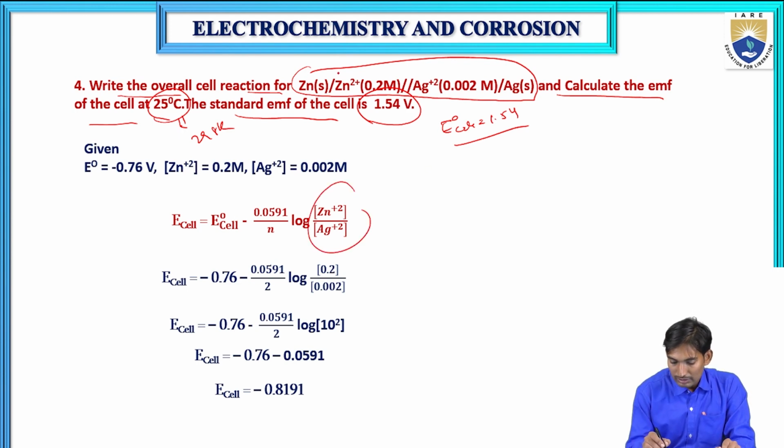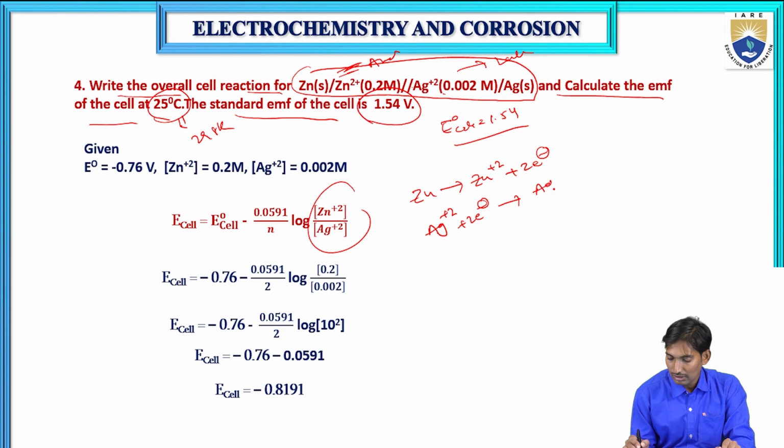In this cell representation, the left side is the anode and the right side is the cathode. So at the anode, oxidation takes place. Zinc undergoes oxidation, forming zinc plus 2 and 2 electrons. At the cathode, reduction takes place. So silver undergoes reduction. Ag plus 2 takes 2 electrons and forms silver. The complete reaction is zinc plus Ag plus 2 gives zinc plus 2 and Ag.